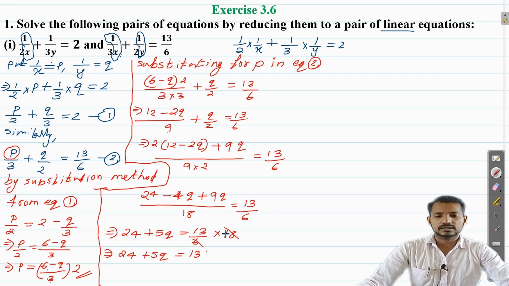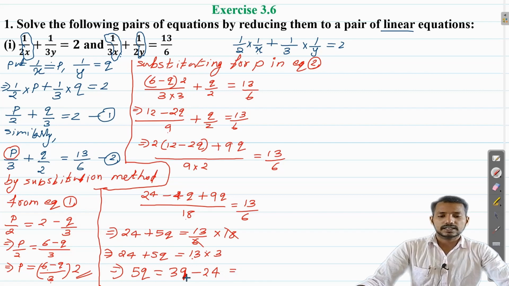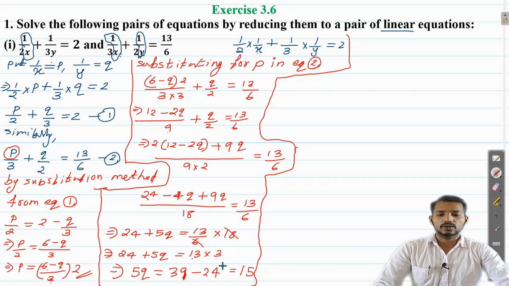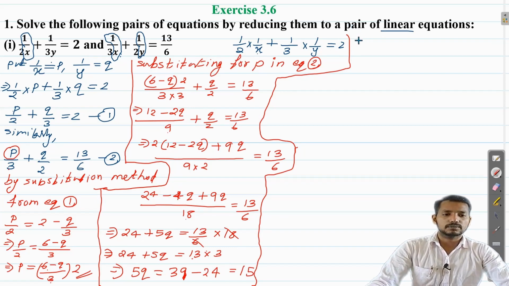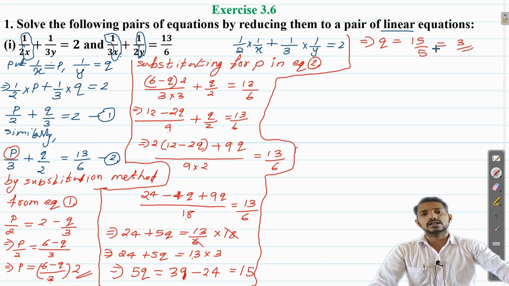Then 18 divided by 6 will be 3, into 3. So that implies, now 24 take to the right side. So 5q is equal to 13 into 3, which is 39, minus 24, which is equal to 15. So here 5q is equal to 15. Therefore q is equal to 15, this 5 will be in the denominator, divided by 5, which is equal to 3. So q is equal to 3, we got it.